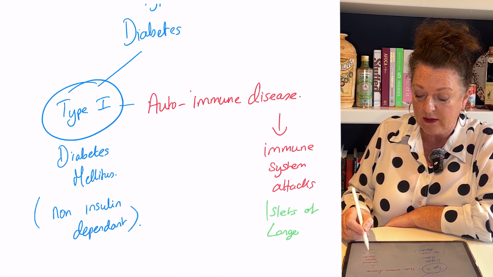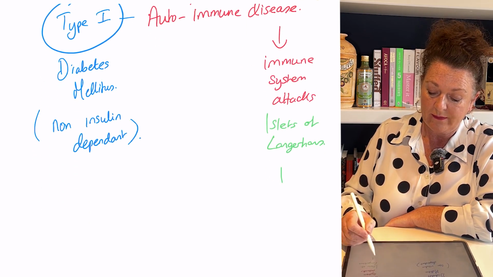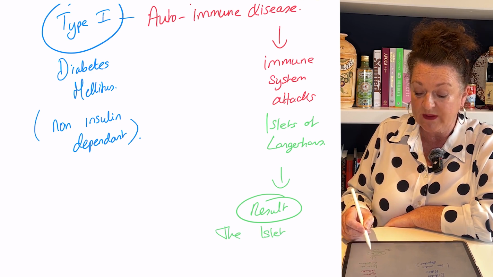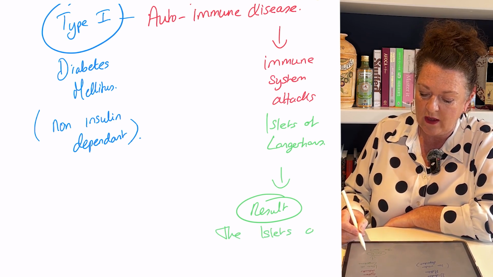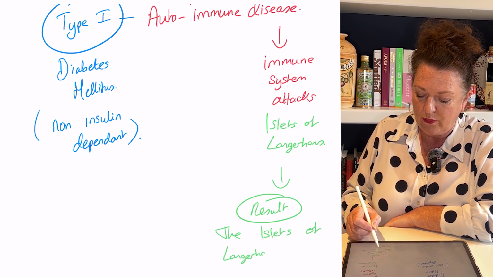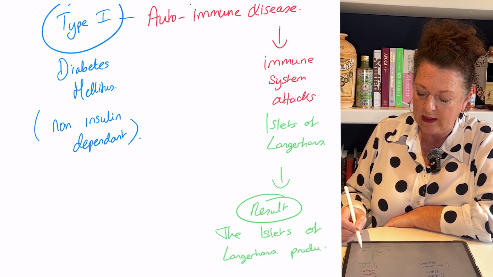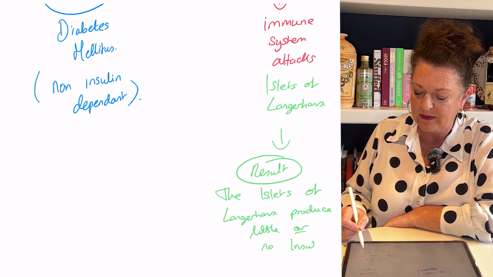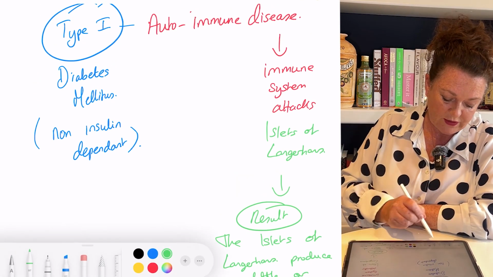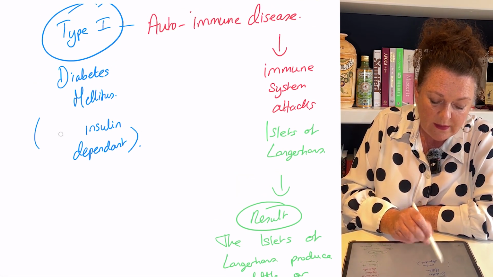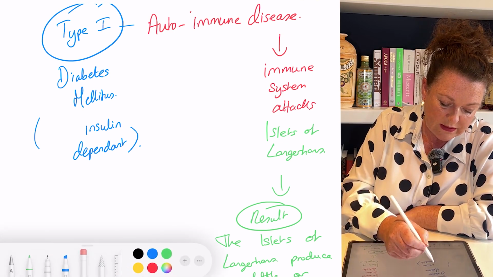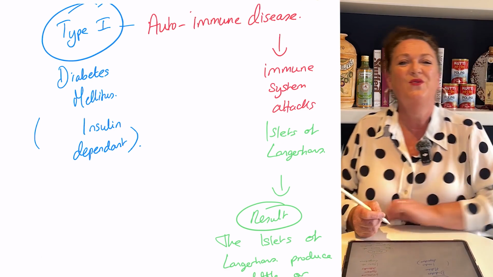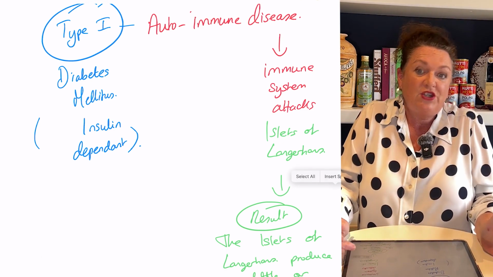And as a result, the islets of Langerhans produce little or no insulin. Now I've made a mistake there, apologies. So I just need to go back here. Insulin dependent. Excuse me for that. So we'll come back to that in a second. Sorry about that. These things happen when you are teaching generally.